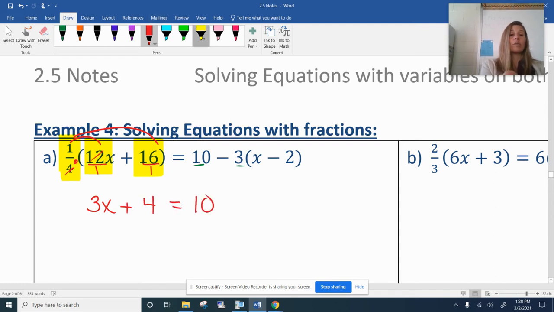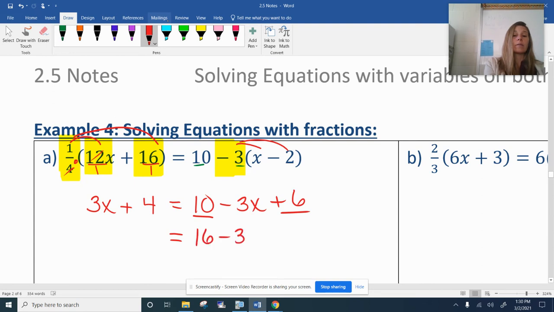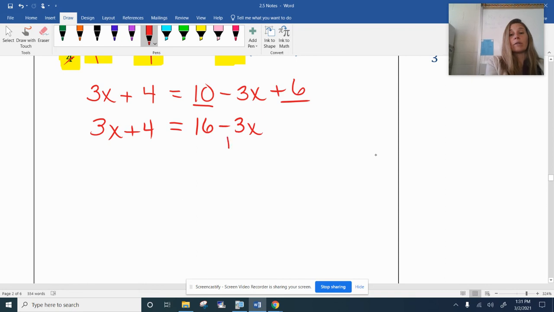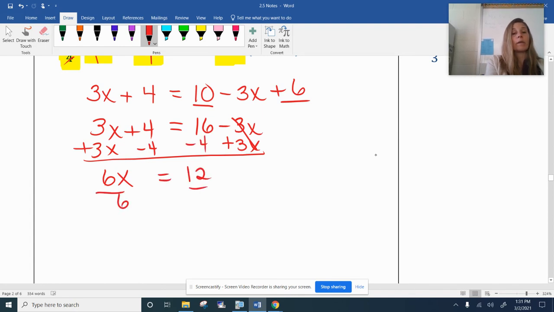Over here, I'm going to distribute my -3 to x and -2, making it a -3x plus 6. Now in this problem, my like terms are constants. 10 plus 6 is 16. And then on this side, I have 3x plus 4. Now this time I want to bring my 3x to the left, or my -3x, since that's smaller. I'm going to add that over here to the left. I get 6x, and that means I have to move my 4 to the opposite side, and that gives me 12. And then I divide, and I get x equals 2.